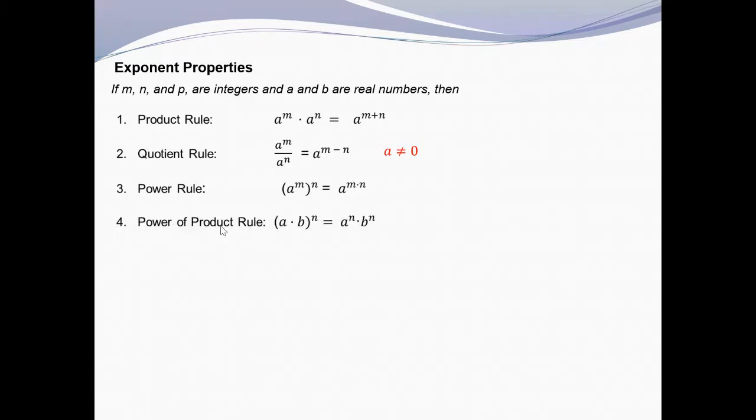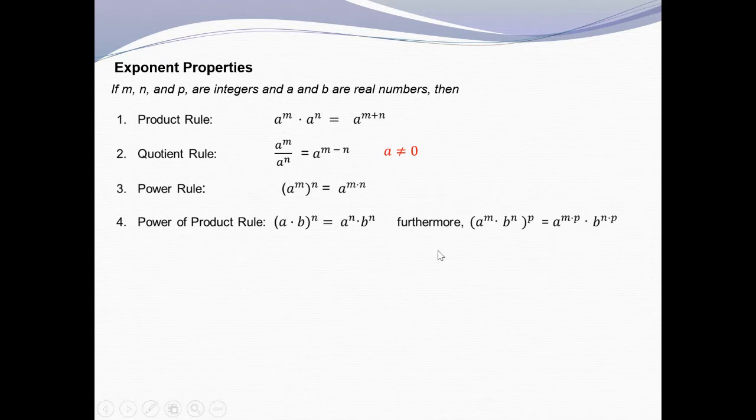Okay, this is rule number 4. It's called the power of a product rule. If you have a times b to the n power, then it equals a to the n times b to the n. And again, all these are rules, so please do not get confused, guys, okay? Because in math, we have to explain the concept first, and then when we actually do examples, it's going to make much more sense. But these are the rules that I need to explain first.